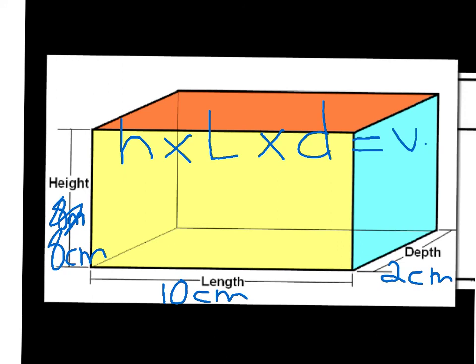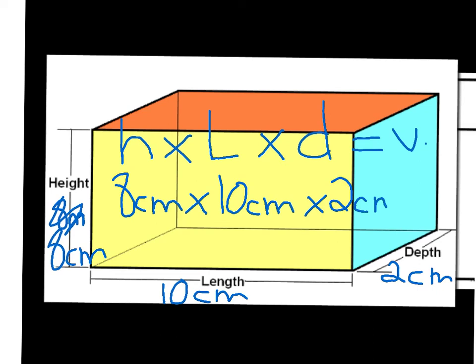So our height is 8 centimeters. Our length is 10 centimeters. And our depth is 2 centimeters. It's equal to, and if we multiply those together, 8 centimeters times 10 centimeters makes 80, times 2 makes 160 centimeters cubed.